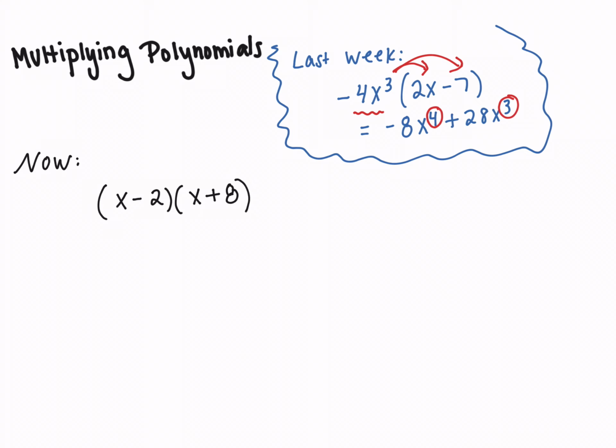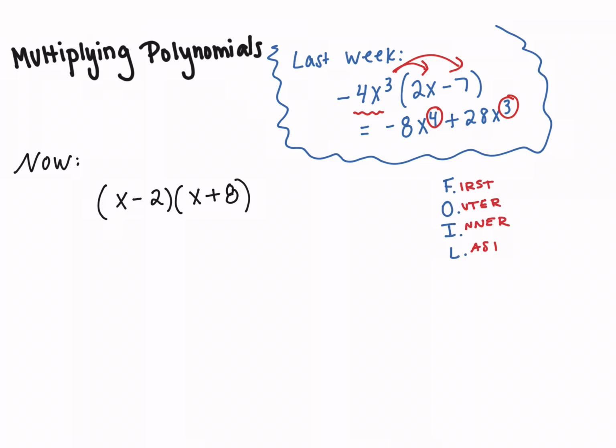Now we're going to learn what happens when there's not just one term in front of the parentheses. There could actually be a bunch of different terms in each set of parentheses. So for this first example, we have two binomials, so we have two two-term factors that we're going to multiply together.